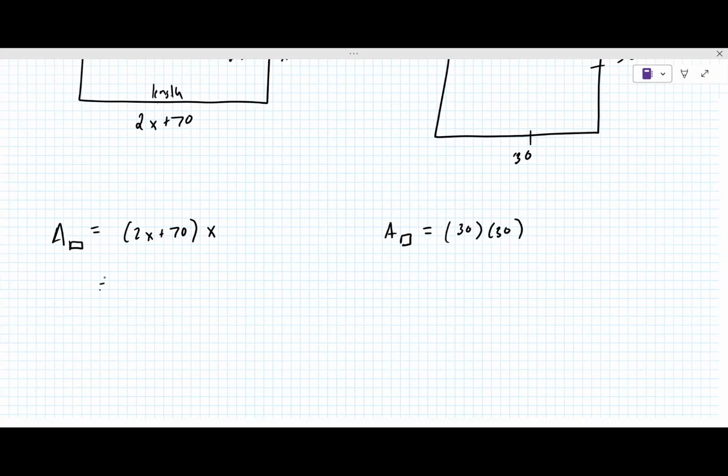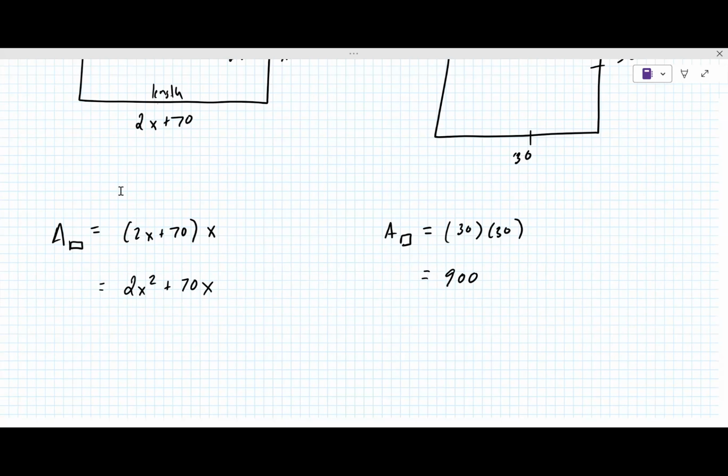So on the left here, how can we simplify what's on the left? What can we do with this x on the outside? Maybe you could multiply it into the parentheses. Exactly. So that's 2x squared plus 70x. And on the right, 30 times 30 is 900.